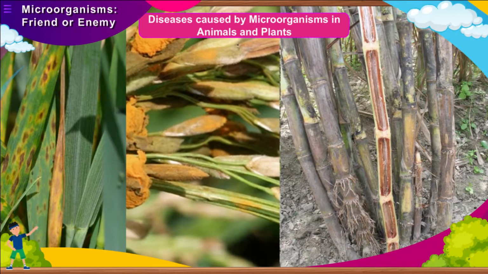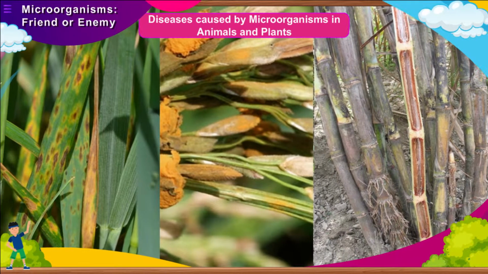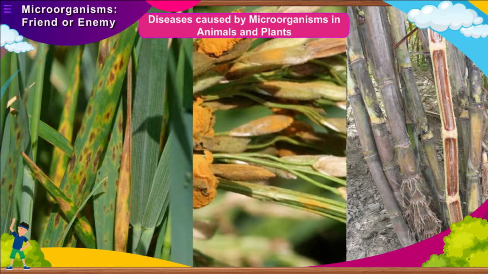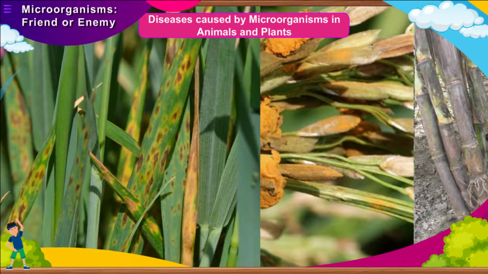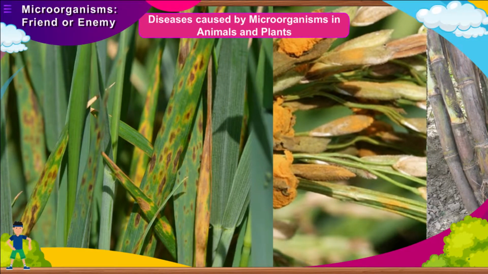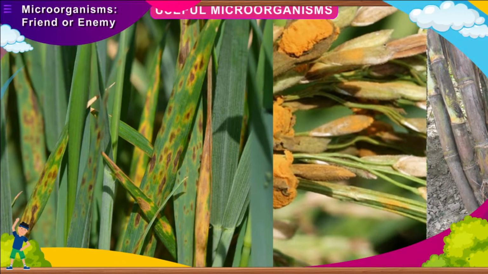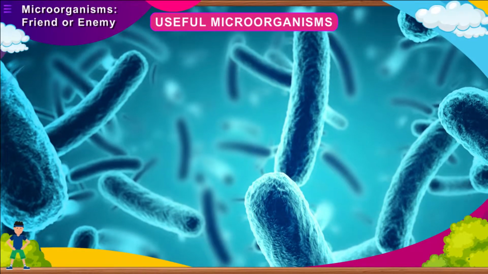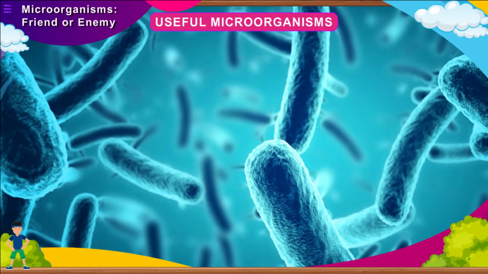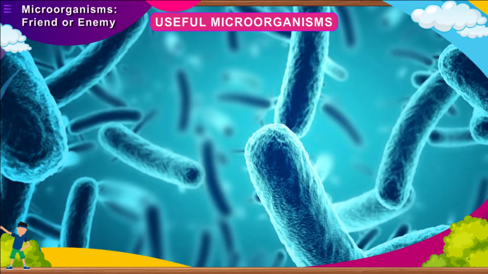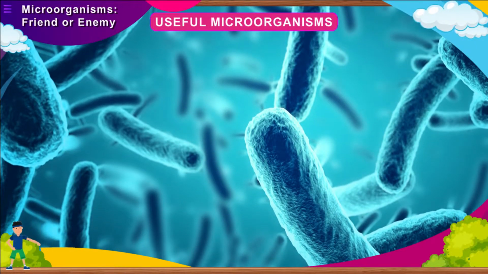Many plants like wheat, rice, potato, okra, sugarcane, orange, and apple also get infected with several diseases caused by microorganisms. Useful microorganisms. We have just read about the harmful microorganisms. Now, we will talk about the microorganisms which can be our friends.